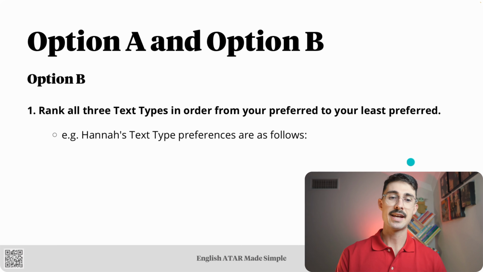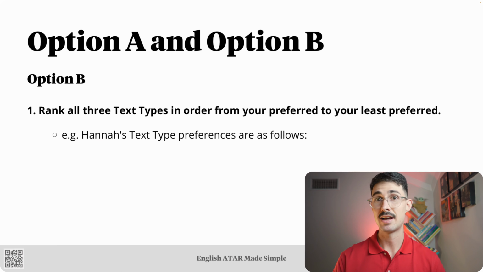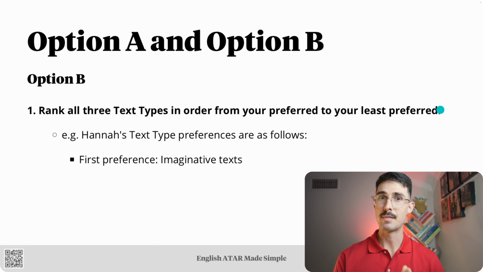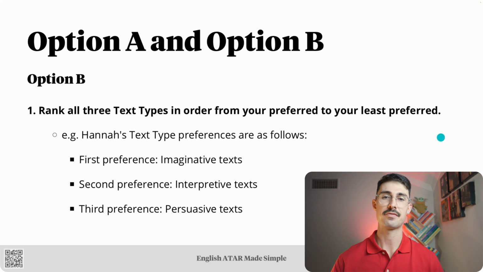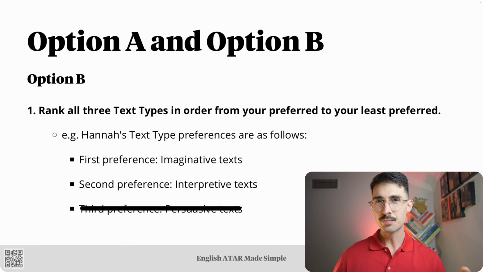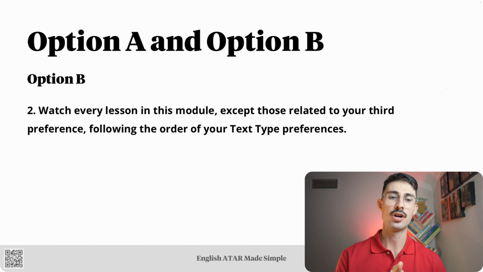For example, let's say Hannah's text type preferences are as follows. First preference is imaginative texts, second preference is interpretive texts, and third preference is persuasive texts. These preferences mean that Hannah will not be studying persuasive texts. After step number 1, Hannah will then watch every lesson in this module except those related to her third preference, following the order of your text type preferences.